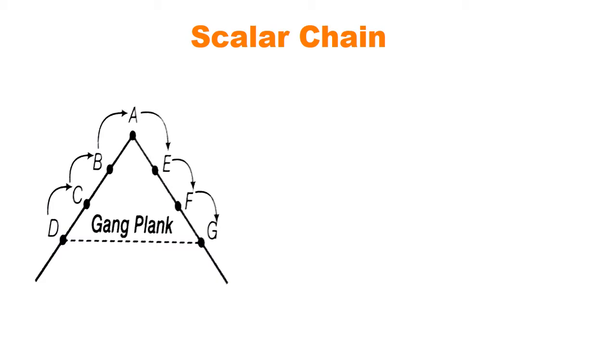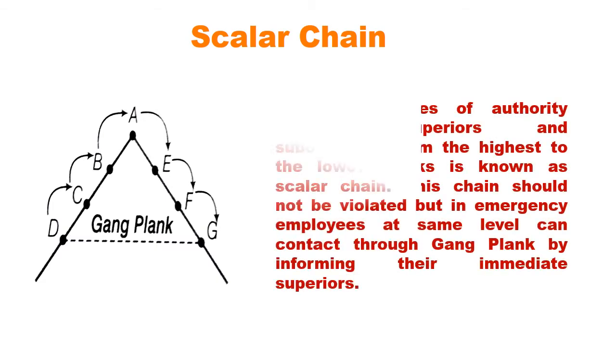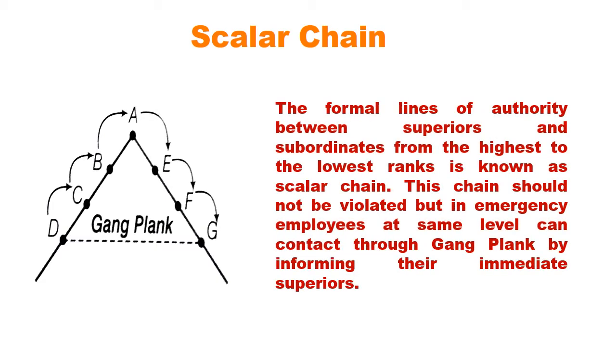Next comes the scalar chain. This is a chain of authority and communication. It runs from top to bottom. As you can see in the figure given on screen, here it runs from A to the bottom, that is D and G. What exactly is this? There is a scalar chain.